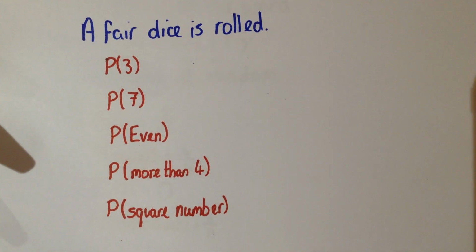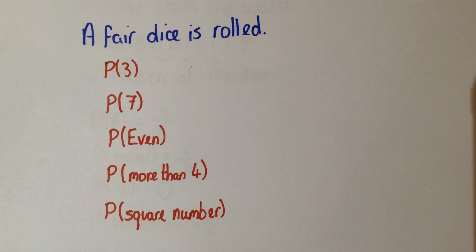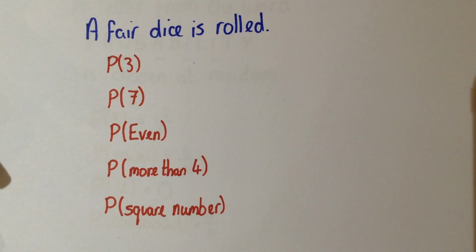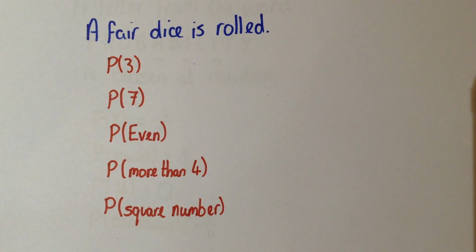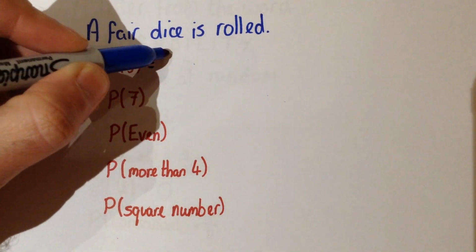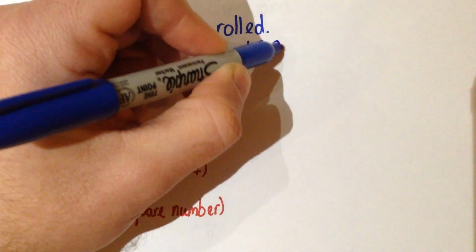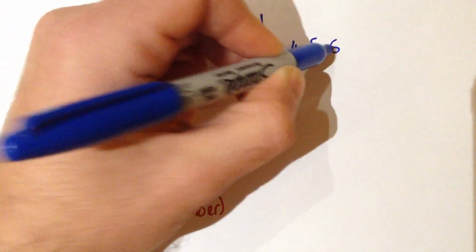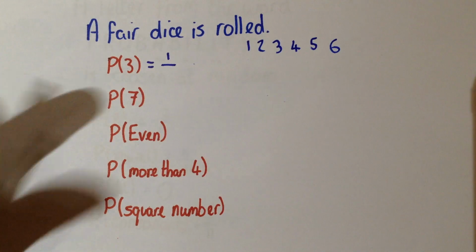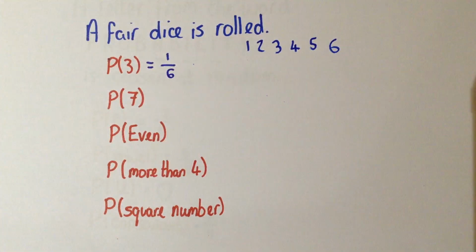Here's a second example. In this one we're going to roll a fair dice. Now fair and dice means again that each of the outcomes, each of the numbers on that dice has the same chance of being rolled. So the probability that we roll a 3, well there's 1 3 on a dice, and altogether there are 6 numbers on a regular dice, so our probability is 1 out of 6.